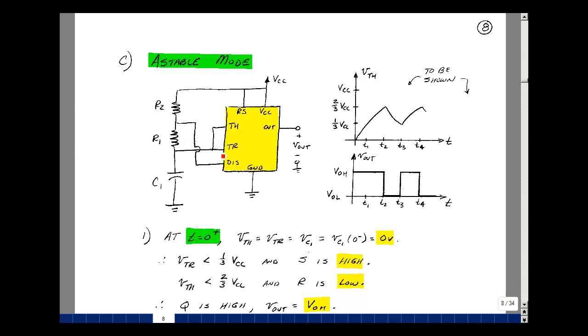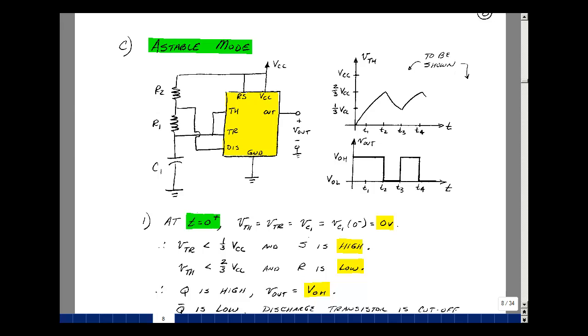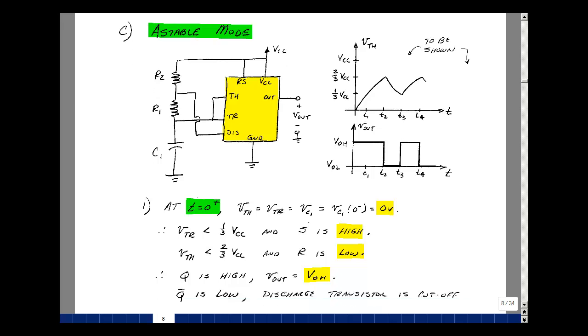And here the threshold and the trigger are tied together. And the discharge transistor is tied here between the two. Let's even figure out how this thing works. At t equals 0 plus, when we first turn it on, let's assume the capacitor is uncharged. So the voltage across here is 0. And that's going to be the trigger voltage and the threshold voltage.